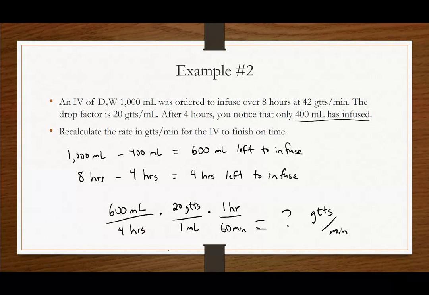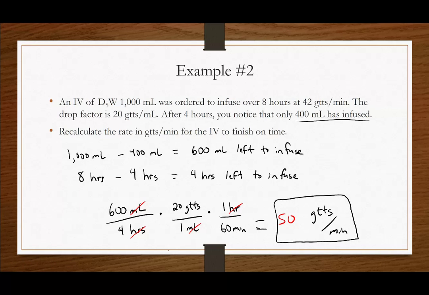With our cancellations here, the hours will be removed, milliliters will be removed, and our computation here should give us 50 drops per minute for the solution. So we'll reset the machine, and over the next 4 hours, it will infuse the remaining 600 milliliters.